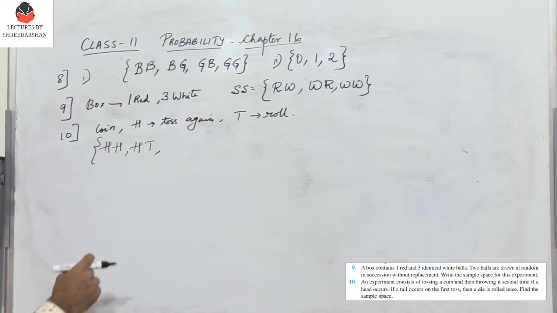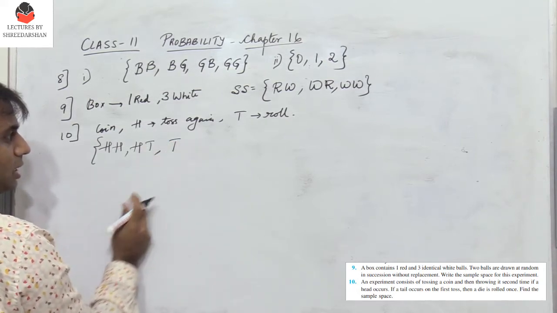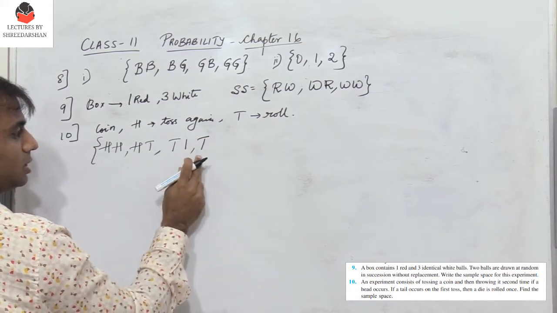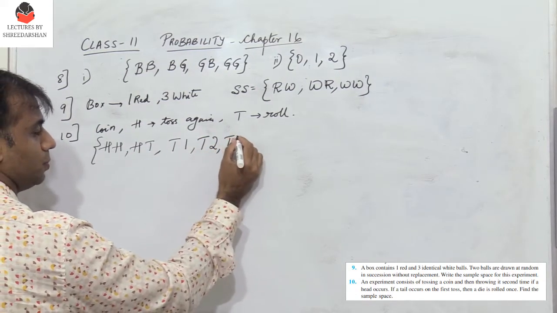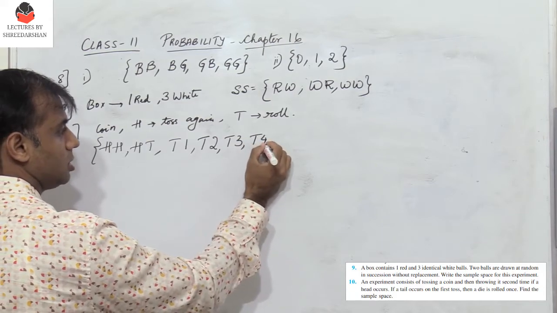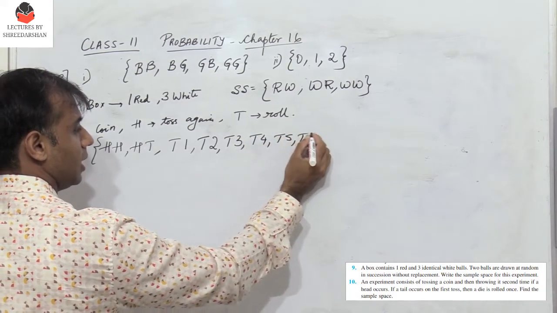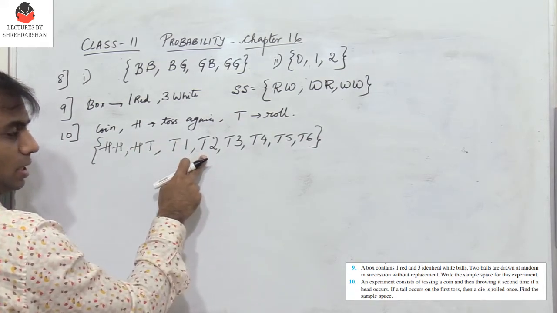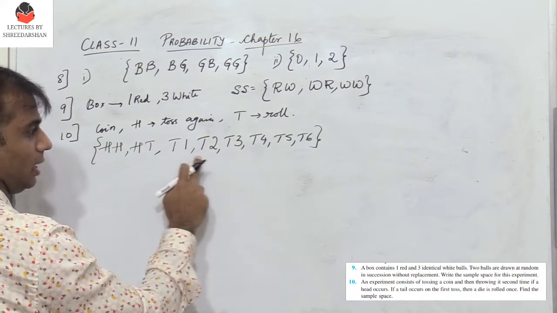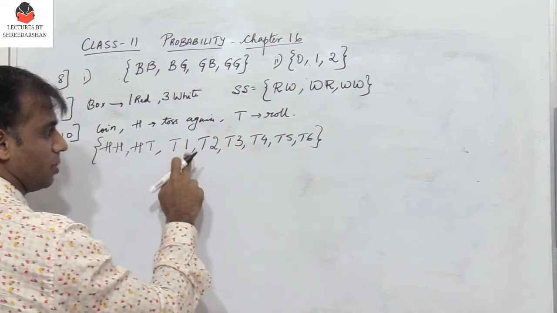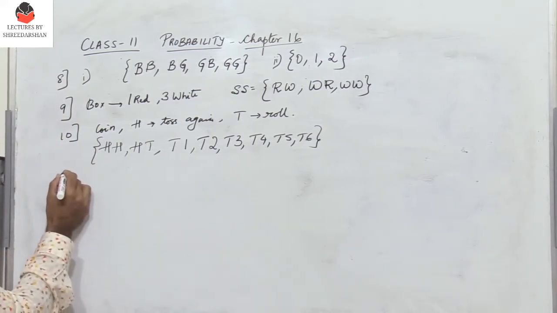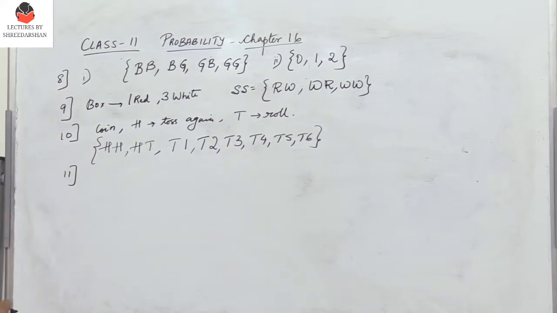Or if I get a head, I toss the coin again, I may get a tail. Next, for the first time if I toss, if I get a tail, then I'm going to roll a die. So I may get a 1. So first time I get tail, I roll a die, I may get 2. Then again T3, T4, T5 and T6. Right? I hope it's clear. So if I get a tail, then I'm going to roll a die. So you have 6 options. You may get 1, 2, 3, 4, 5 or 6. So this happens to be the sample space for question 10.